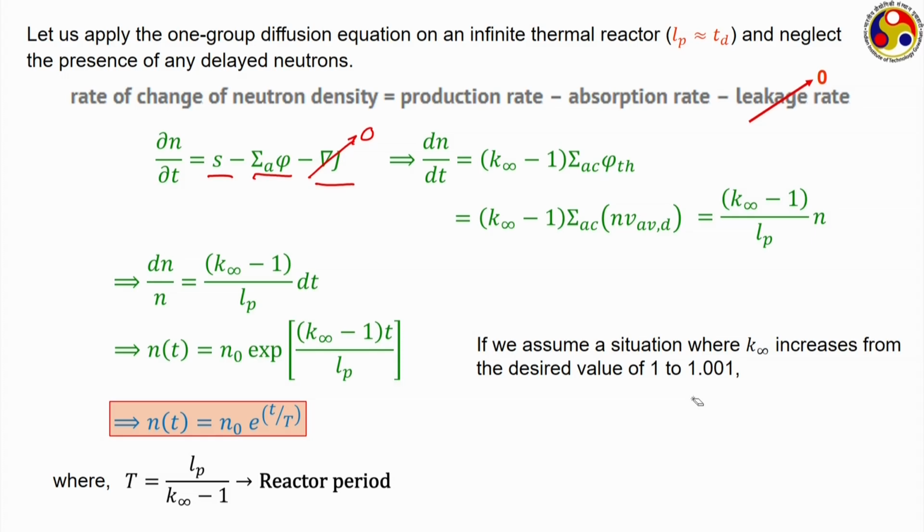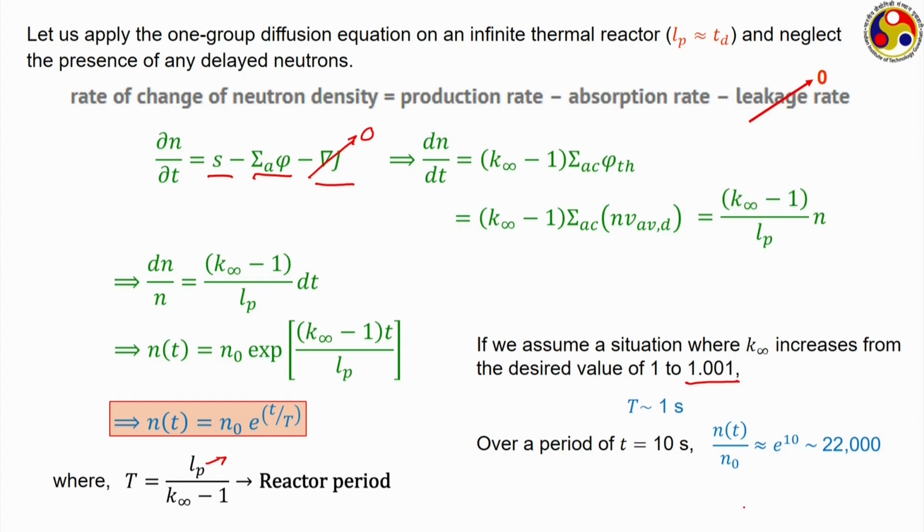We know from our previous analysis that this Lp is of the order of 10 to the minus 3, and K infinity after modification is 1.001. So, capital T is of the order of 1 second only. And now, if we put it in perspective, taking small t equal to 10 seconds, then N(t) after 10 seconds becomes approximately 22,000 times the initial neutron density.